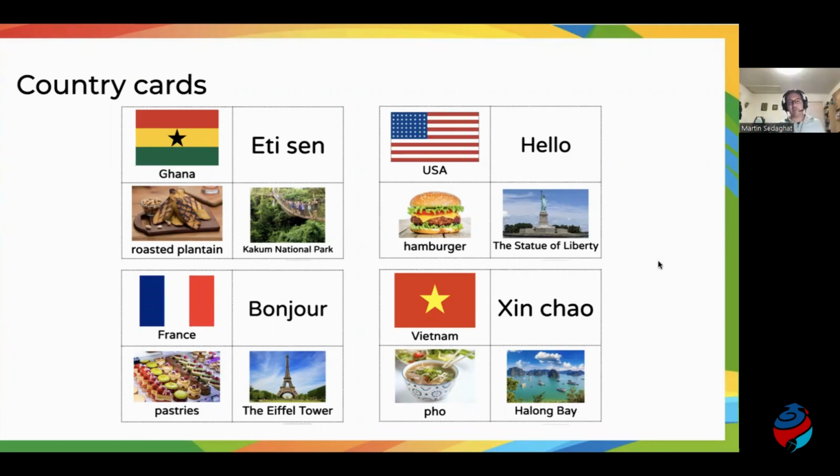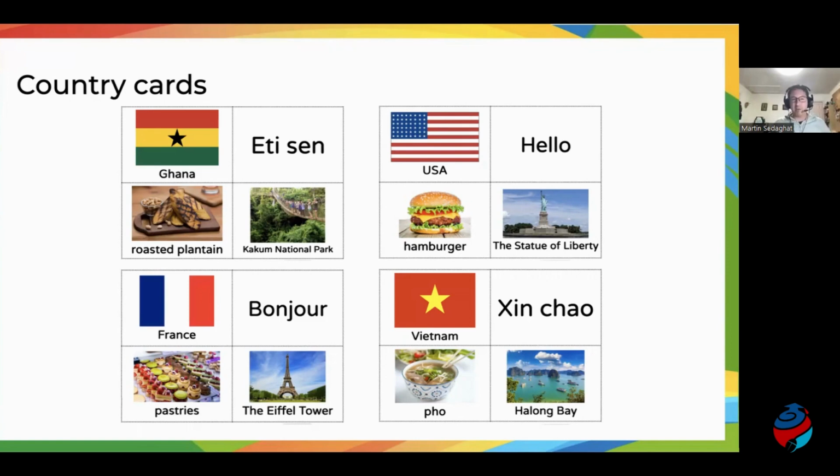One of my favorites is a gesture activity. I mix up all the cards and I flip them over so I can't see them. I have no idea what the front card is. I show them, and they have to do a gesture. So no speaking. They have to use their bodies or a gesture to give me a hint about this country.